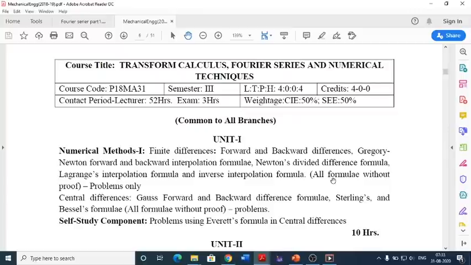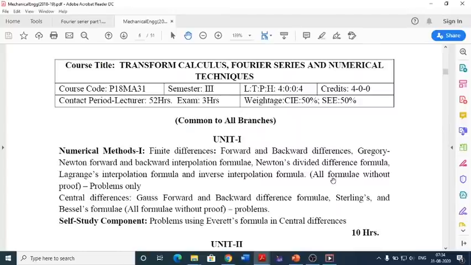Now we are going to start with our online classes for your third semester course from the Department of Mathematics, as we are offering this course Transform Calculus, Fourier series and numerical techniques. Today we are going to start our discussion. First, let us know about the topics that are given under this title.